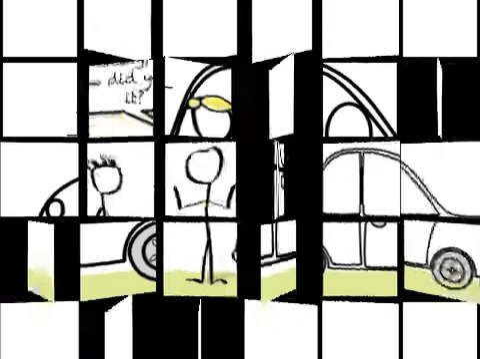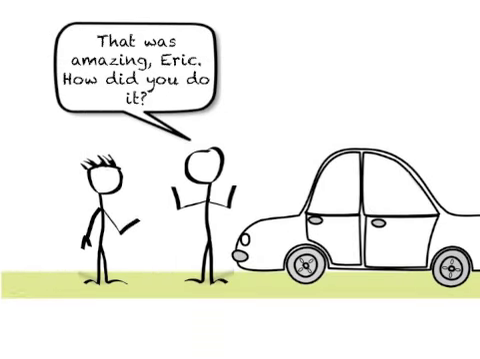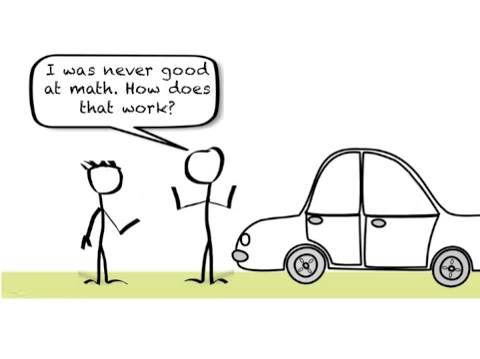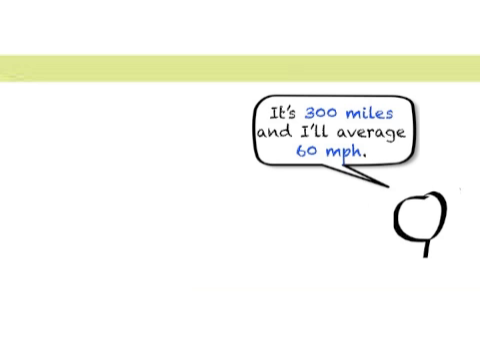Once. His father says, "That was amazing, Eric. How did you do it?" Eric responds, "I used a linear equation." His father admits, "I was never good at math. How does that work?" Eric explains, "You said it's 300 miles and I'll average 60 miles per hour.